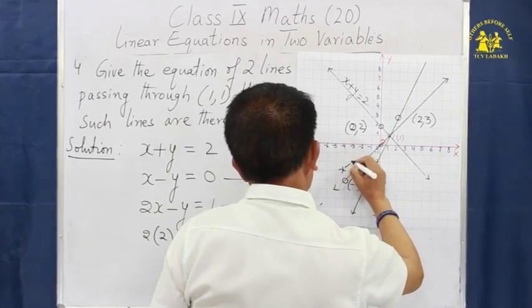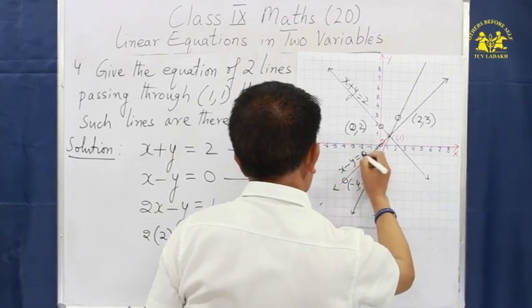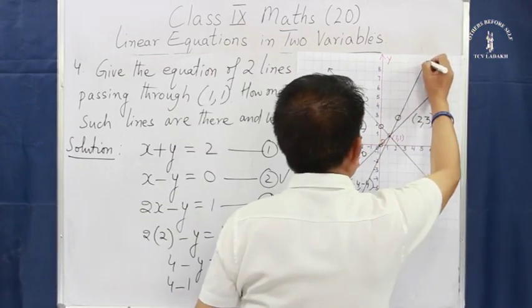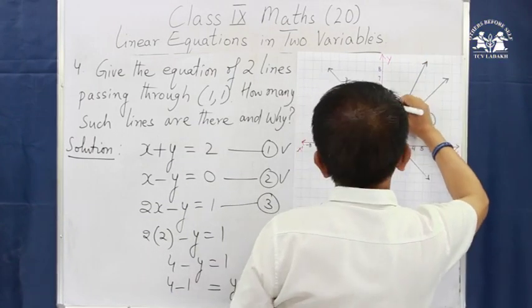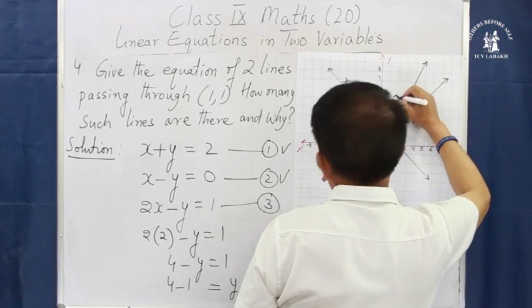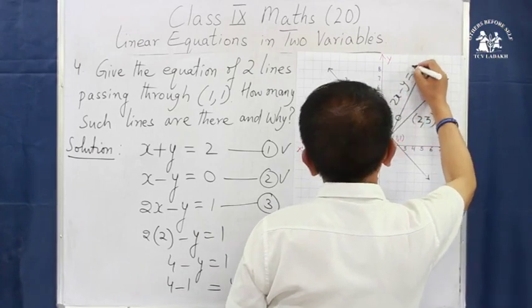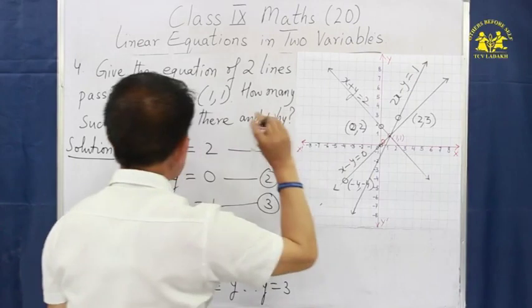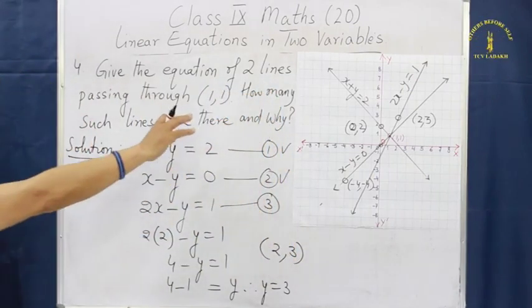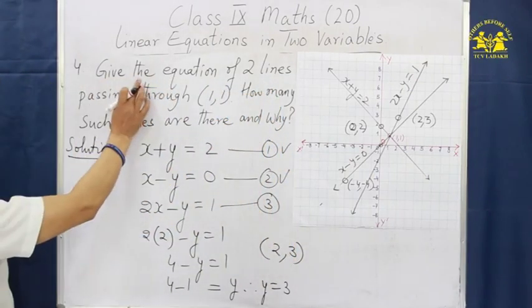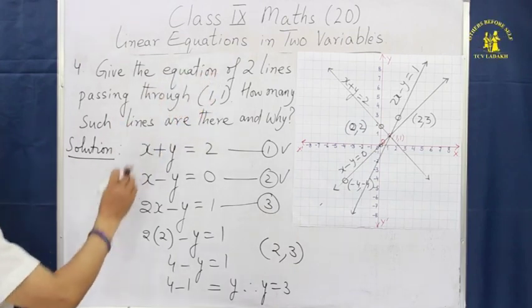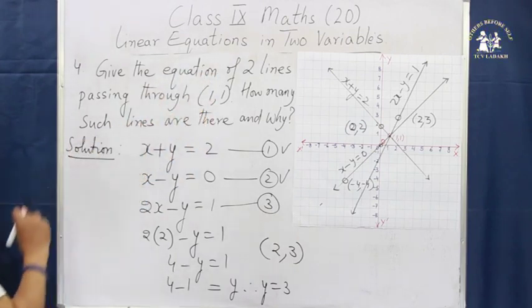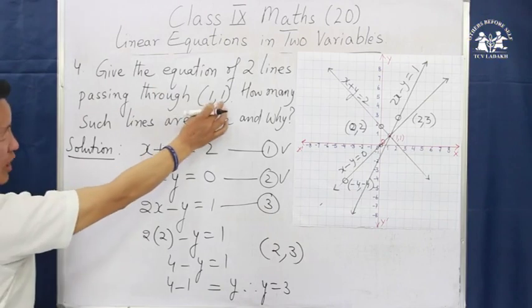This equation is x minus y is equal to 0, and the third equation is 2x minus y is equal to 1. Now let's see whether I have got the answers. Give the equation of 2 lines. In fact we have drawn 3 lines. That's okay. Passing through 1, 1.